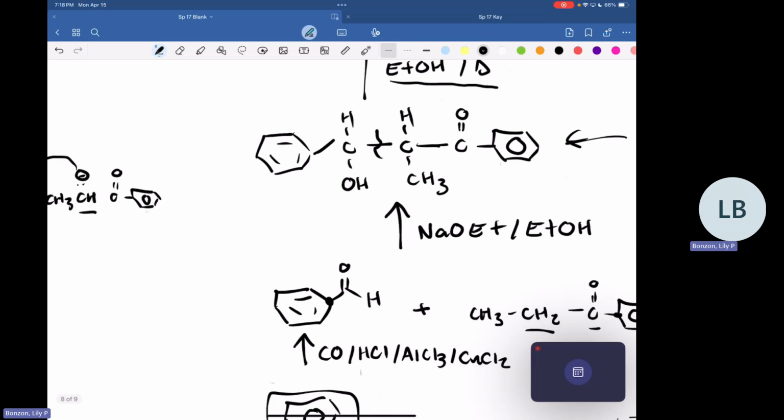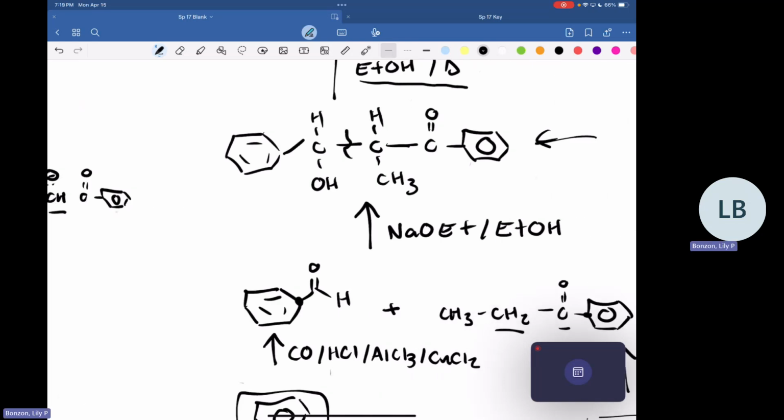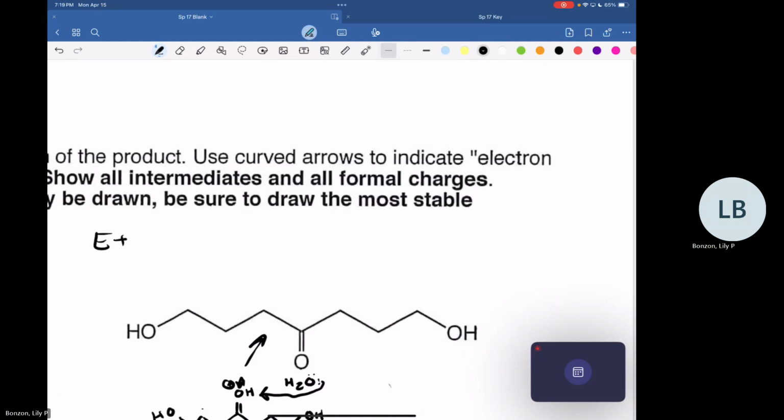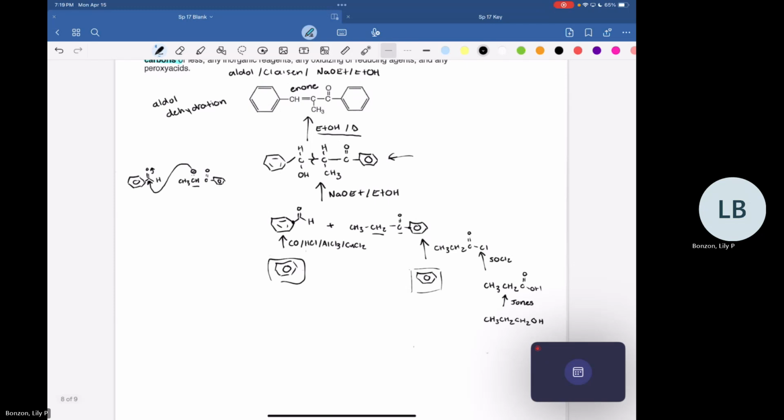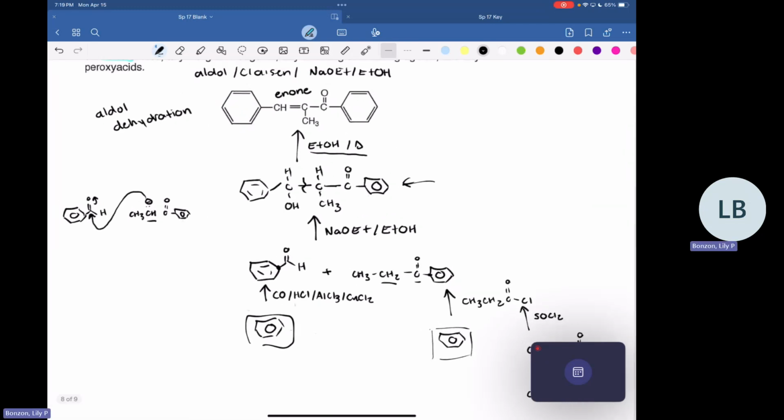Yes. Yeah. I'm trying to remember the name of it. Oh yeah. I think it's like beta hydroxy. What is it? Is it beta hydroxy ketone? The aldol product? Or is it just aldol? But it's just called aldol, right? It's not beta hydroxy ketone. Okay.